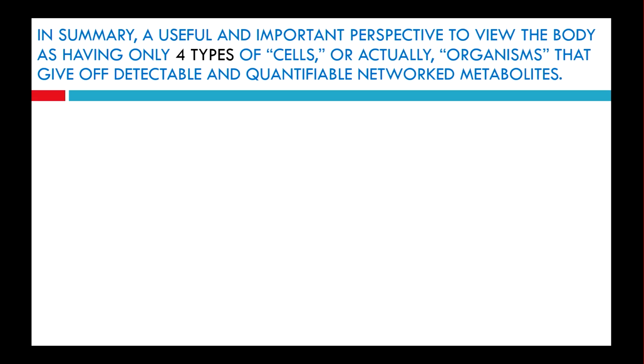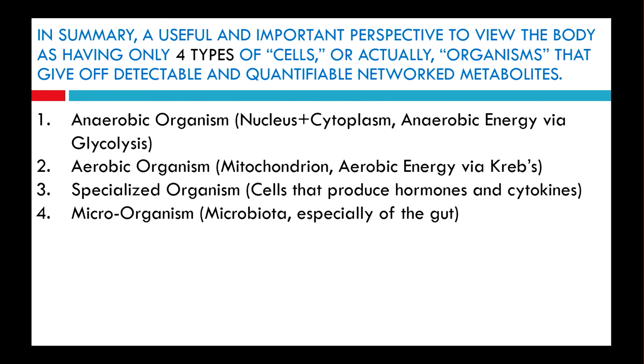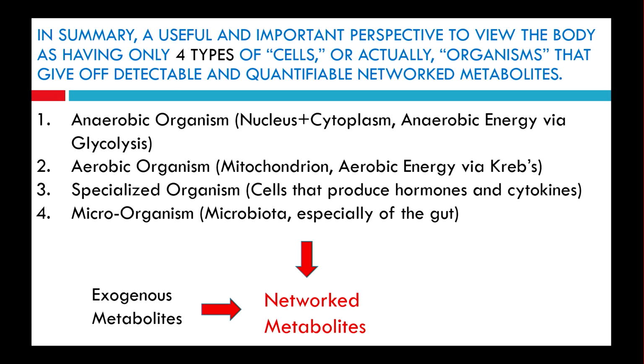And so, in summary, a useful and important perspective is to view the body as having only 4 types of cells that are actually organisms that give off detectable and quantifiable network metabolites. So you have the anaerobic organism, which is the nucleus cytoplasm, producing anaerobic energy via glycolysis. The aerobic organism, the mitochondrion, producing aerobic energy via the Krebs cycle. The specialized organism, cells that produce hormones and cytokines. And the microorganism, the microbiota, especially of the gut, they produce network metabolites. And of course, let's not forget the role of the exogenous metabolites.